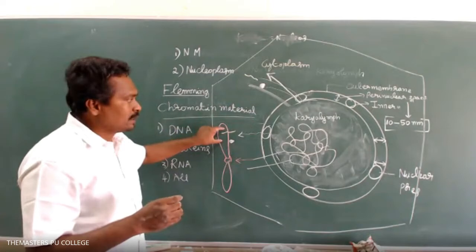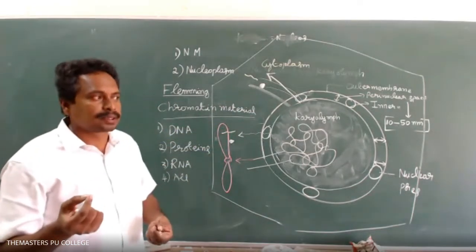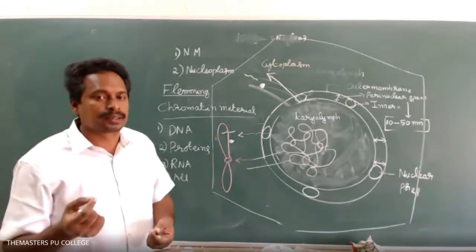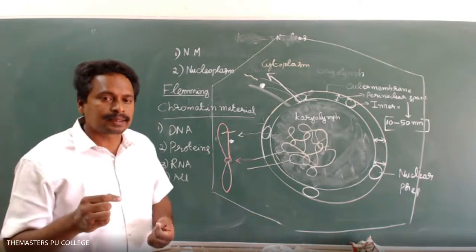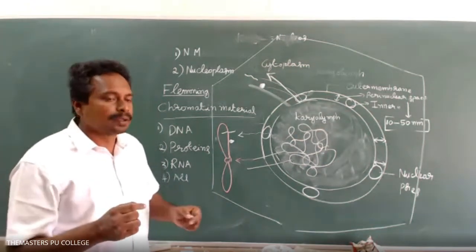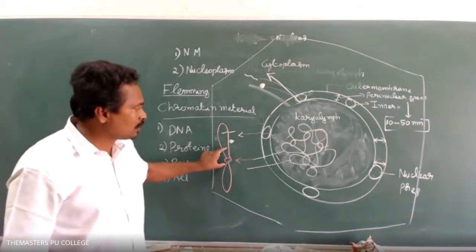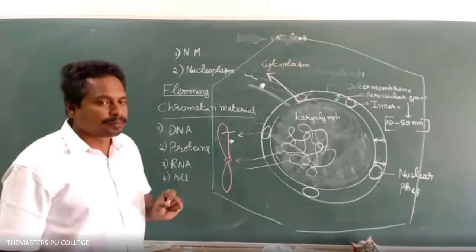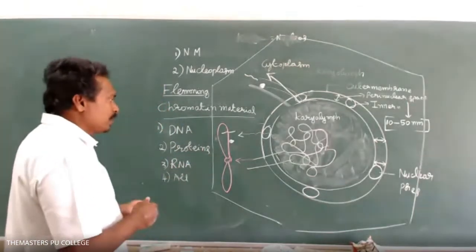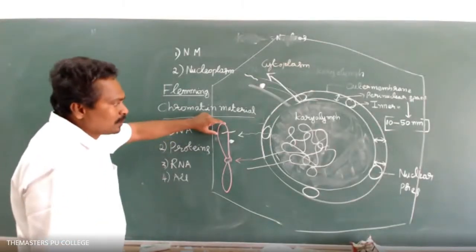How many types of cell division have already been highlighted? Two types: mitosis and meiosis. During cell division, the chromatin material is condensed into rod or ribbon-shaped structures. So these are called chromosomes. Chromatin material is involved in the formation of chromosomes. Later we will discuss the chromosomes.